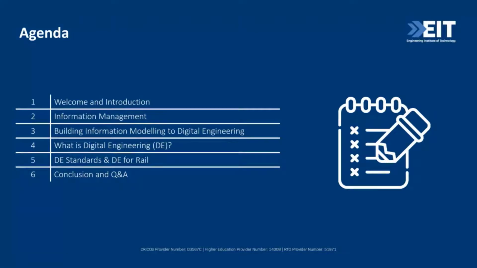So the agenda for today, so I've just introduced the session, and I'll hand over to Daniel shortly, but we'll be going over information management, building information modeling to digital engineering. We'll be covering what is digital engineering, some standards in digital engineering and its application for rail. And then we'll finish off the session with a conclusion, and we'll also have a short Q&A session.